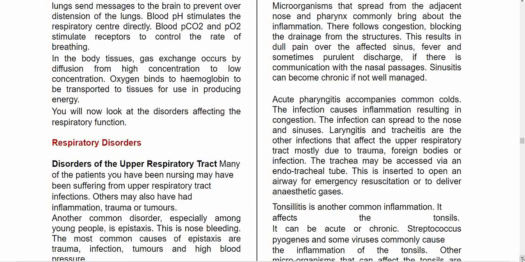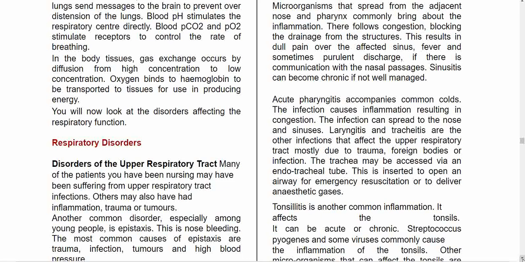Laryngitis and bronchitis are the other infections that affect the upper respiratory tract, mostly due to trauma, foreign bodies, or infection as well. The trachea may be accessed via an endotracheal tube. This is inserted to open an airway for emergency resuscitation or to deliver anesthetic gases.